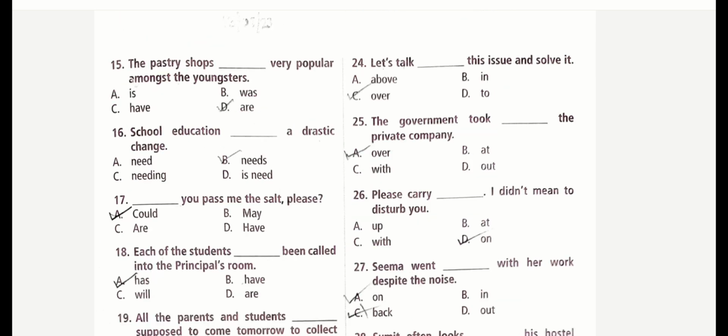Next question 24. Let's talk dash this issue and solve it. The correct answer is over. Let's talk over this issue and solve it. Next question 25. The government took dash the private company. The government took over the private company. 26. Please carry dash. I didn't mean to disturb you. Please carry on. I didn't mean to disturb you. Correct answer is on.